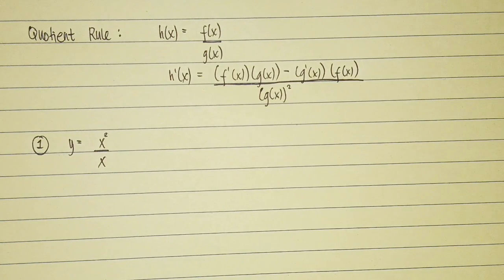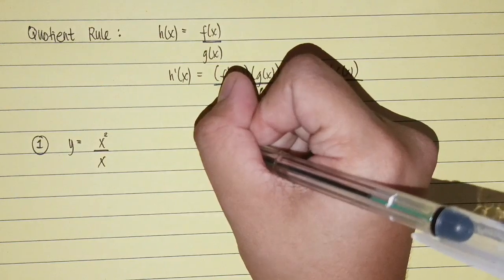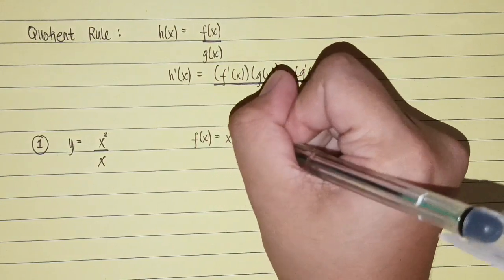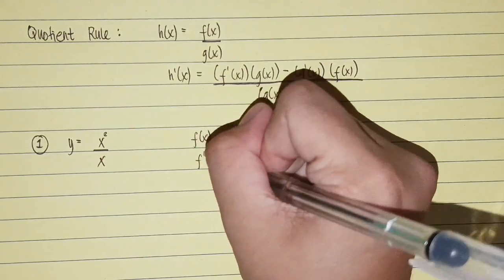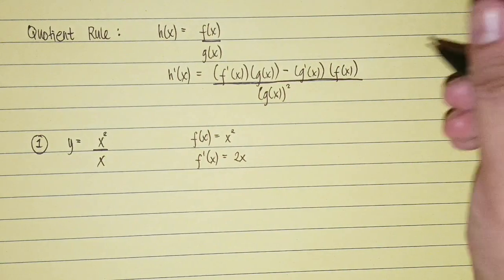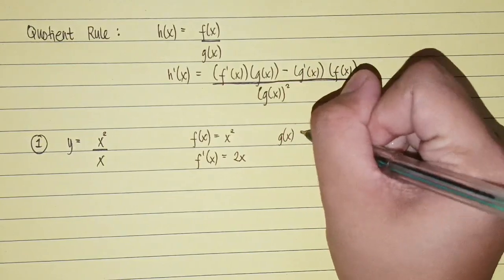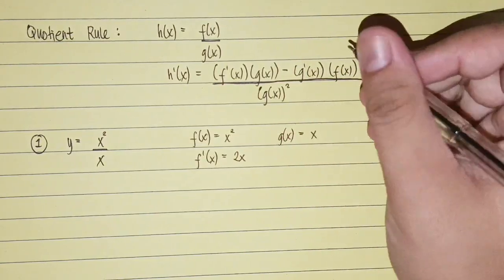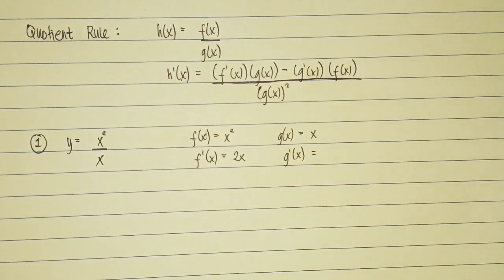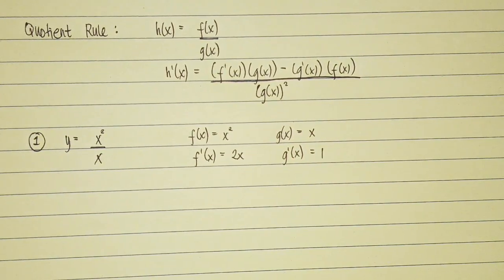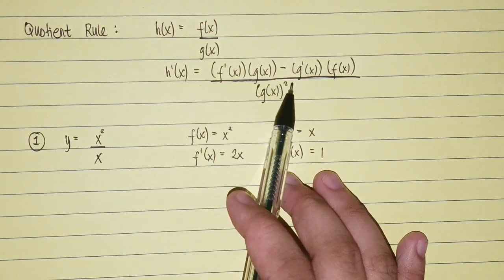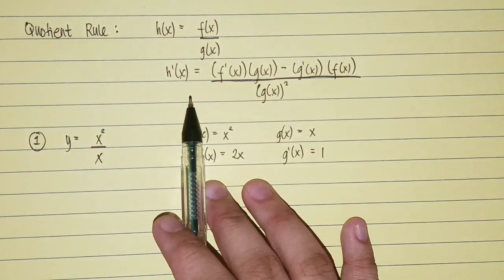Now let's have an example. Our first example is y equals x squared over x, and our f of x is x squared, and the derivative of f of x is equal to 2x. Now let's find what our g of x is. Our g of x is x, and the derivative of g of x is equal to 1. Now let's substitute these values into the formula of the quotient rule.